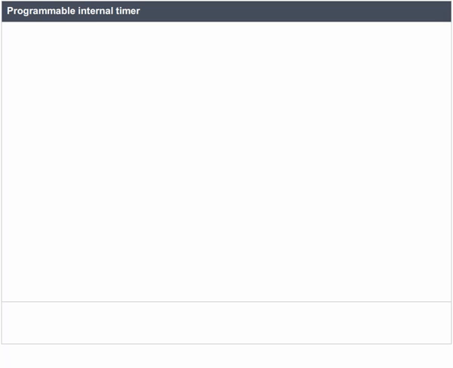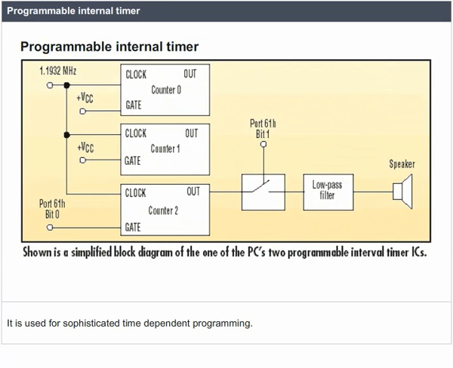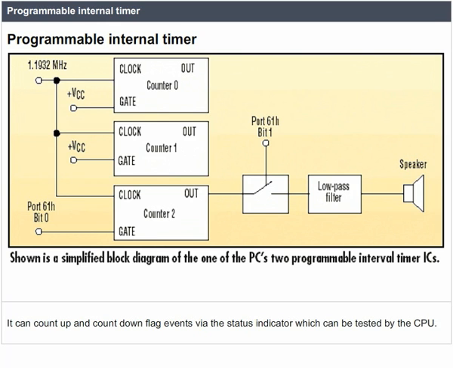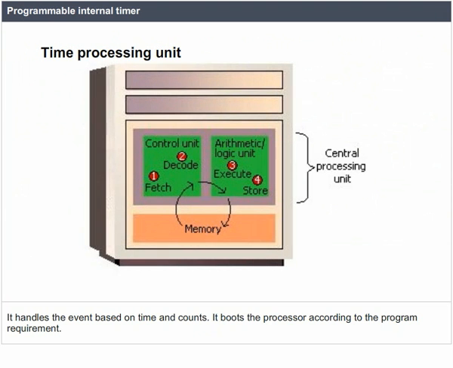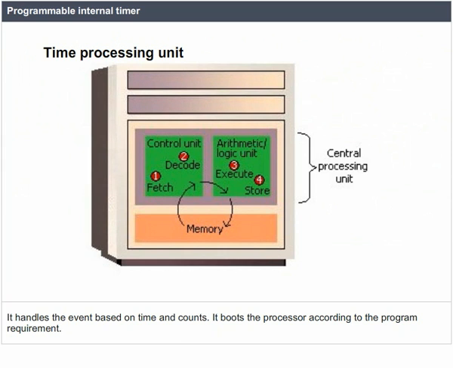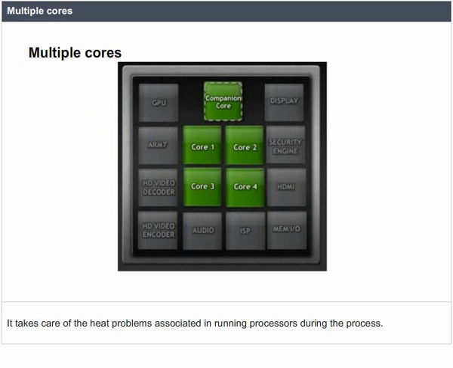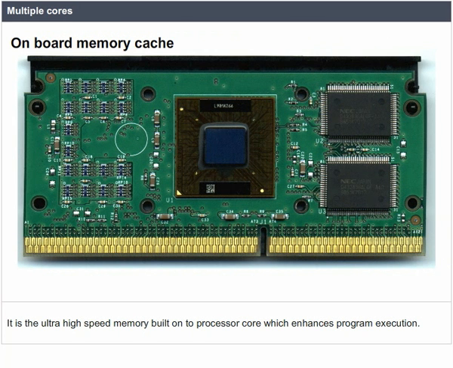Programmable internal timer. It is used for sophisticated time-dependent programming. It can count up and count down flag events via the status indicator, which can be tested by the CPU. Time processing unit. It handles the event based on time and counts. It boots the processor according to the program requirement. Multiple cores. It takes care of the heat problems associated with running processes during the process. Onboard memory cache. It is the ultra-high-speed memory built onto the processor core which enhances program execution.